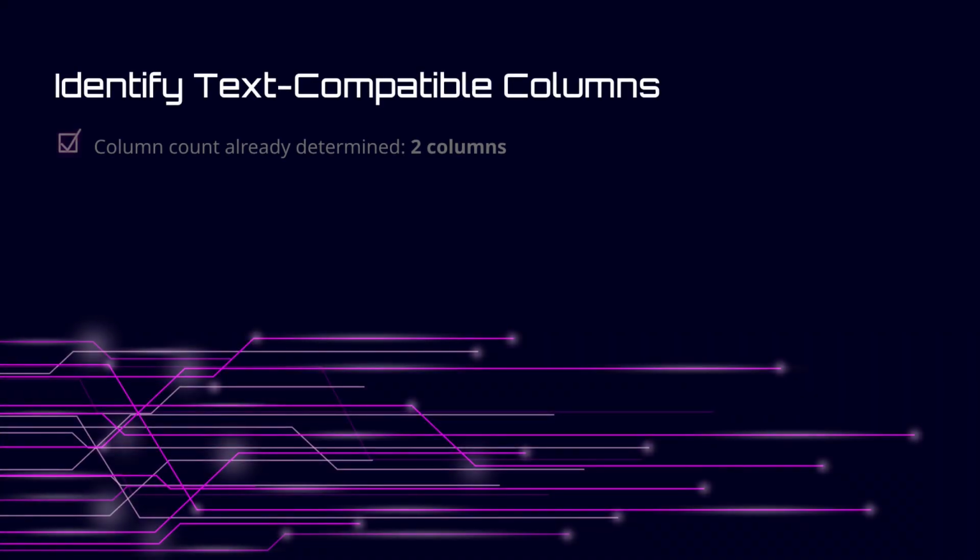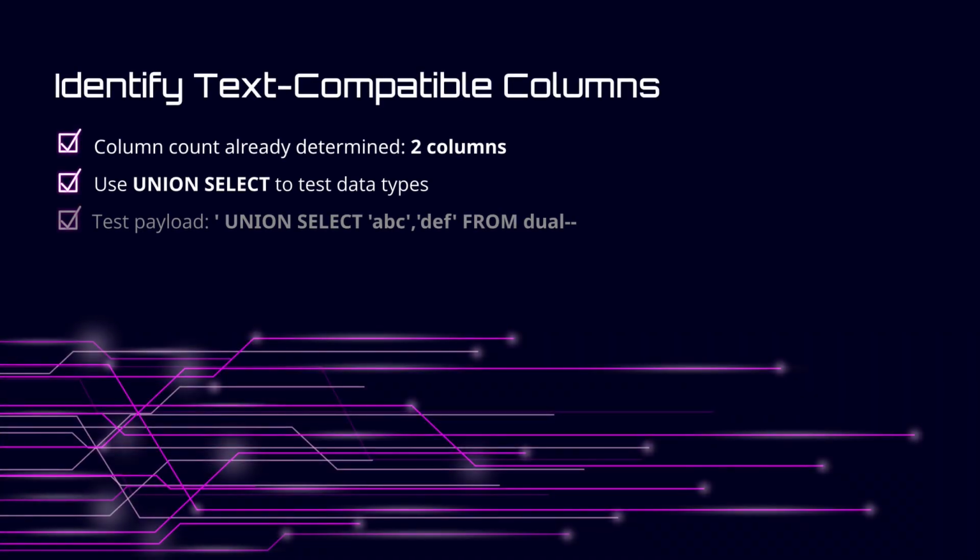Once we have determined the correct number of columns, we can move on to identifying which columns accept text data using a union select payload. In this lab, we already discovered that the original query returns 2 columns, so our injected select statement must also return exactly 2 columns. To test whether both columns can handle text data, we use the following payload.